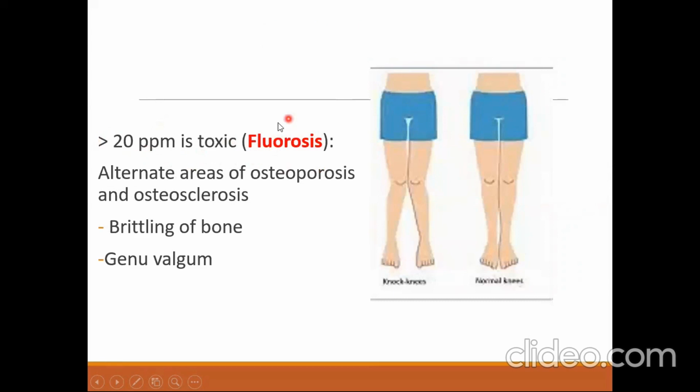It causes skeletal fluorosis. There will be alternate areas of osteoporosis, decreased bone density, and osteosclerosis, increased bone density. So osteoporosis alternates with areas of osteosclerosis, thus causing brittling of the bone. And the patient presents with genu valgum. There are so many causes of genu valgum, and one cause of genu valgum is fluorosis. The patient will be having knock knees. If the patient is asked to stand straight along with the knees together, there will be large gapping in the ankles, right? So this is called the knock knee.